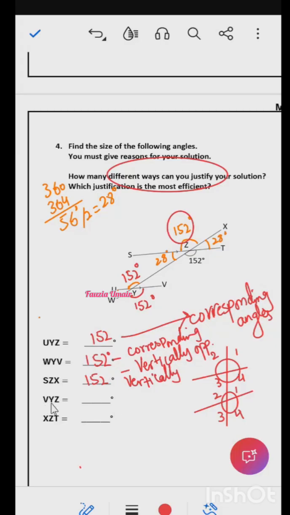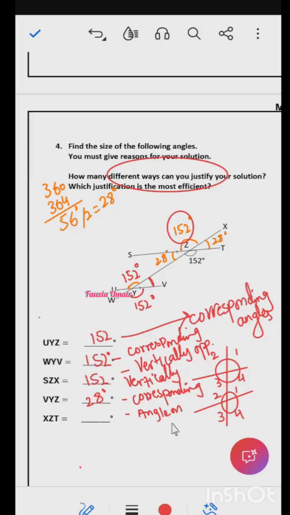So now VYZ. This angle. Ma'am, it would be 28. Now, how are we able to calculate this? First of all, corresponding angles. उसके अलावा भी कुछ हो सकता है? Corresponding के अलावा. Can't you see this is a straight line? तो ये angle on a straight line भी है. देखो ना, UV is a straight line. So if this is 152, this would be 28. So angle on a straight line.